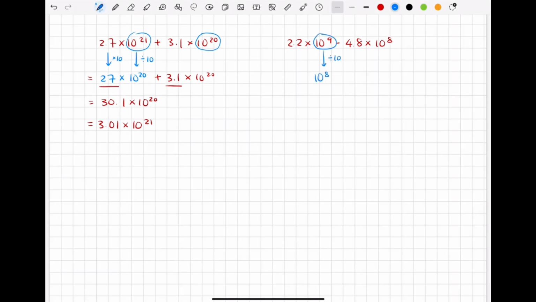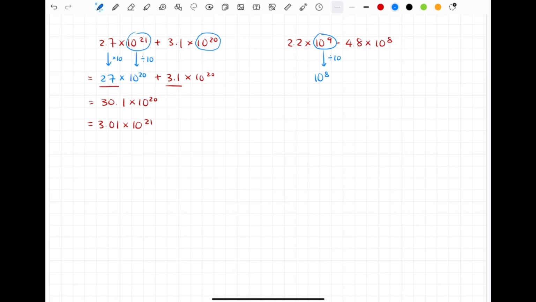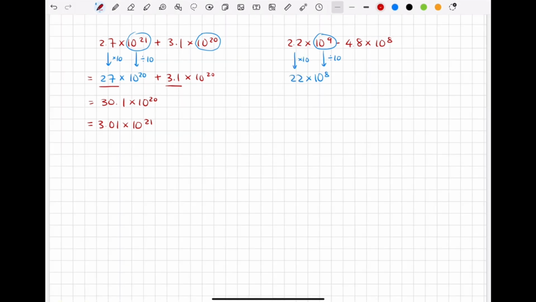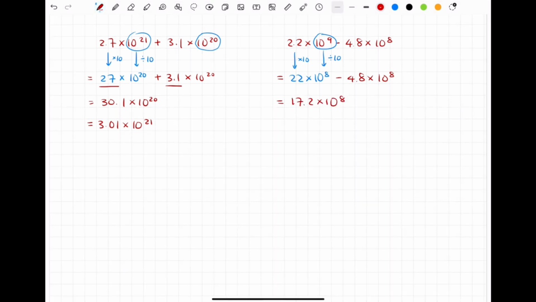So we are going to divide the first one by 10 to get to 10 to the 8. That means the calculation can be written as 22 times 10 to the 8, subtract 4.8 times 10 to the 8. 22 lots of 10 to the 8 subtract 4.8 lots of 10 to the 8 is 17.2 times 10 to the 8. Written in standard form, it's 1.72 times 10 to the 9.